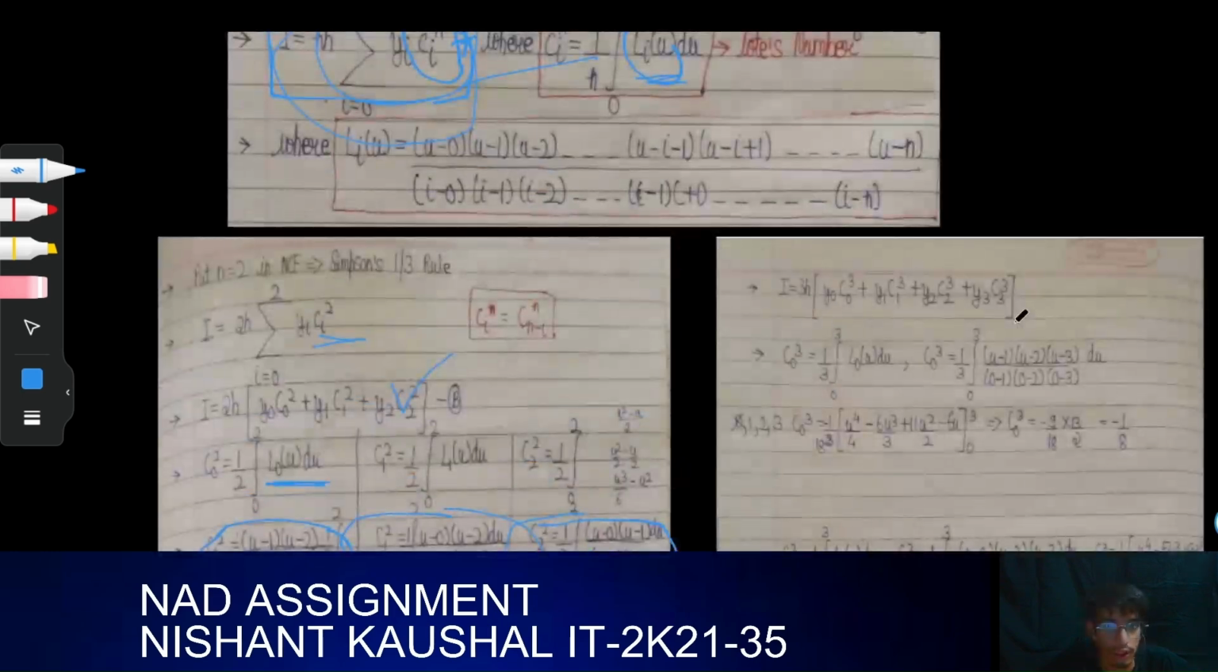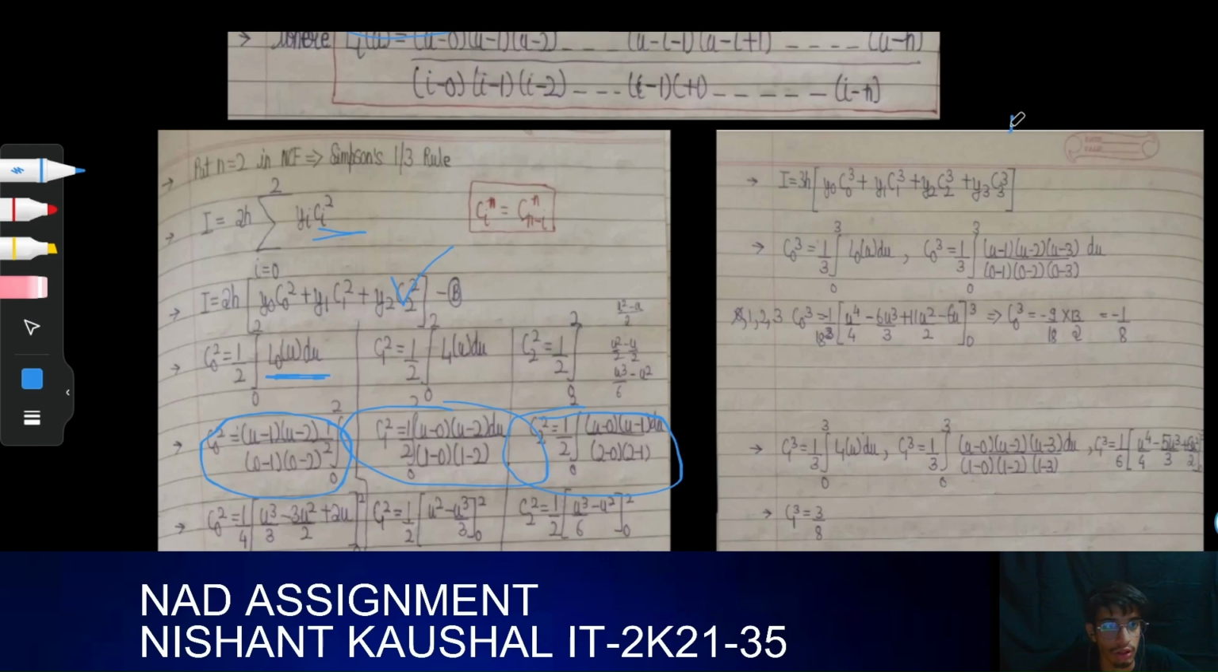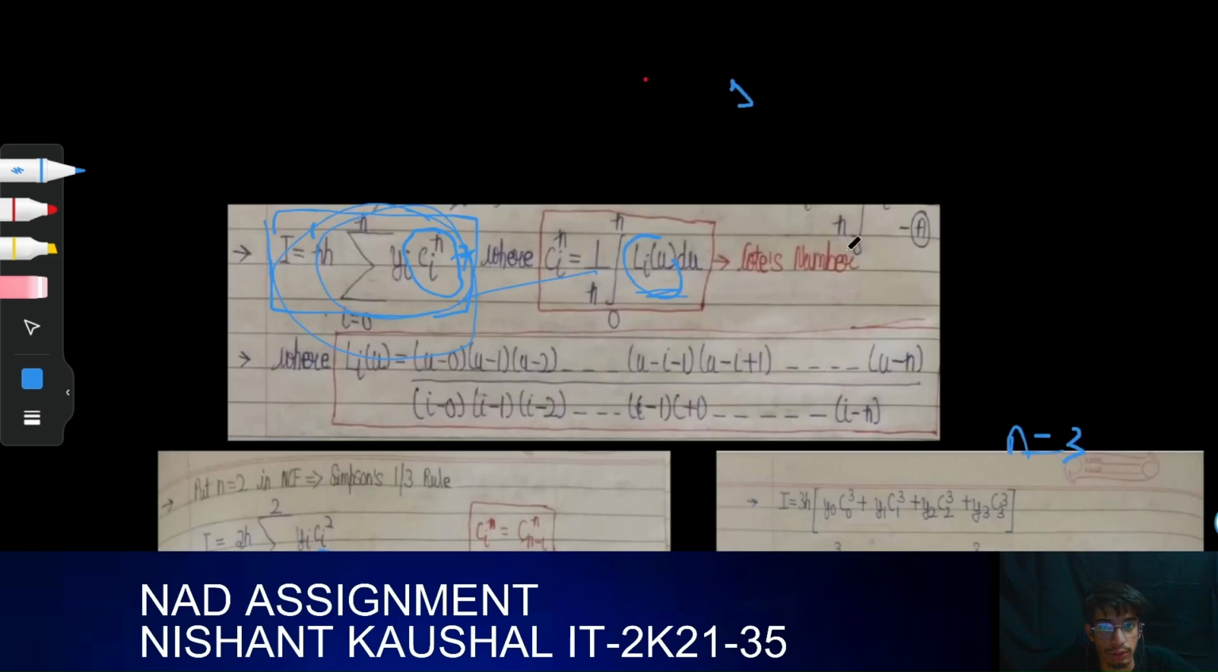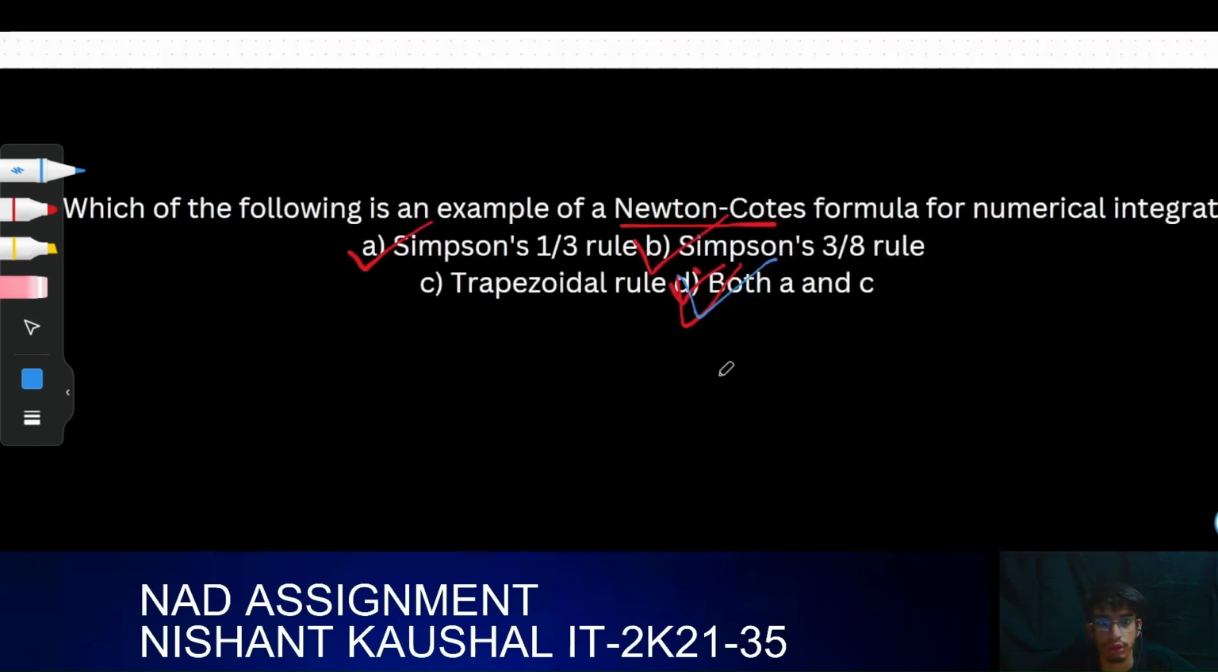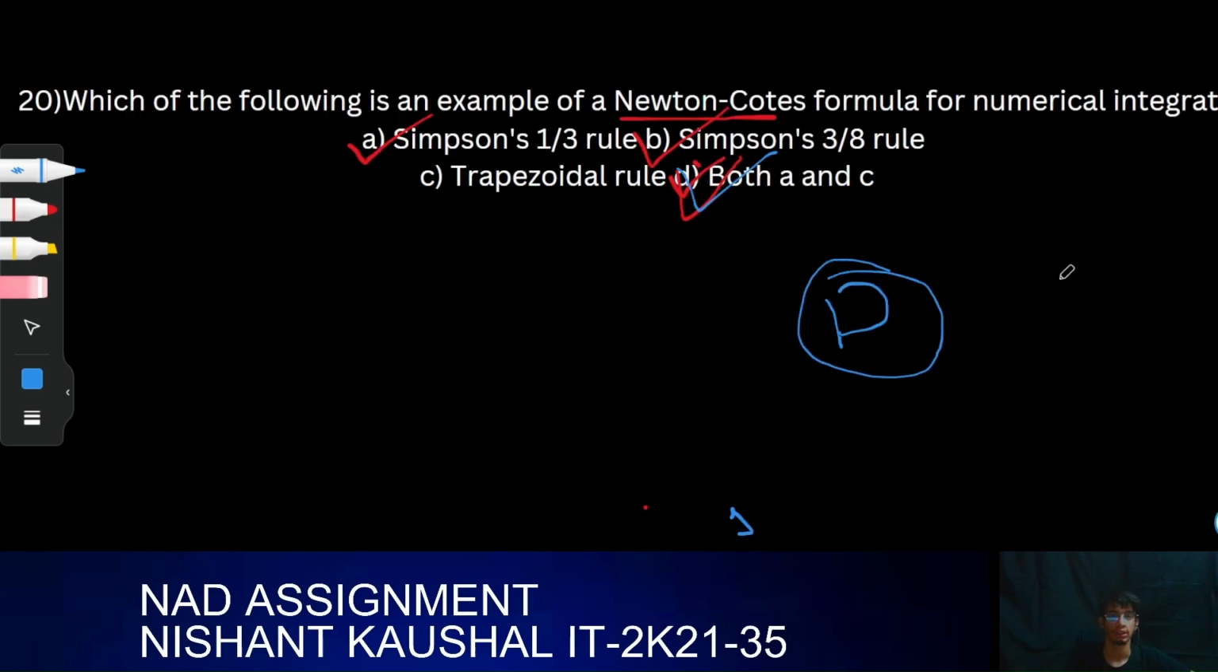Similarly, if we put n equals to 3 here, we will get the Simpson 3/8 rule. So the correct answer will be D. That is, we can use both A and C in Newton-Cotes formula for integration. The Simpson one-third rule and Simpson 3/8 rule are examples of Newton-Cotes formula.